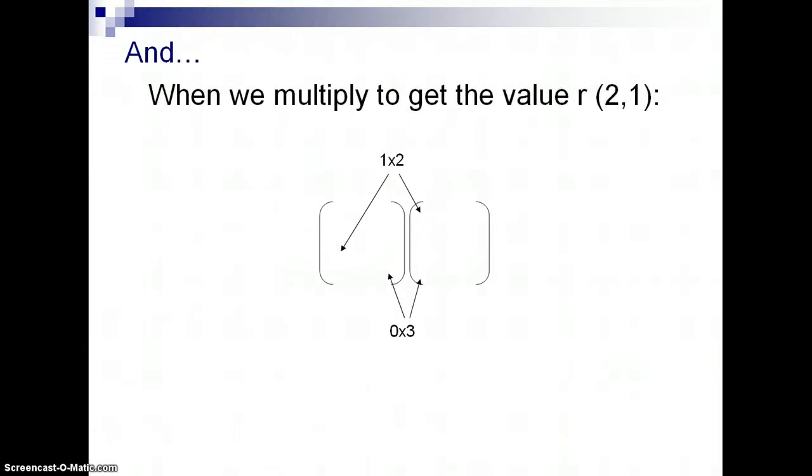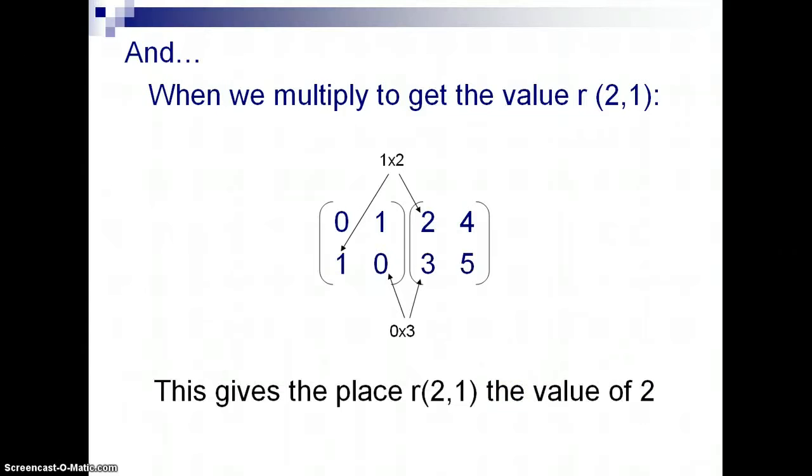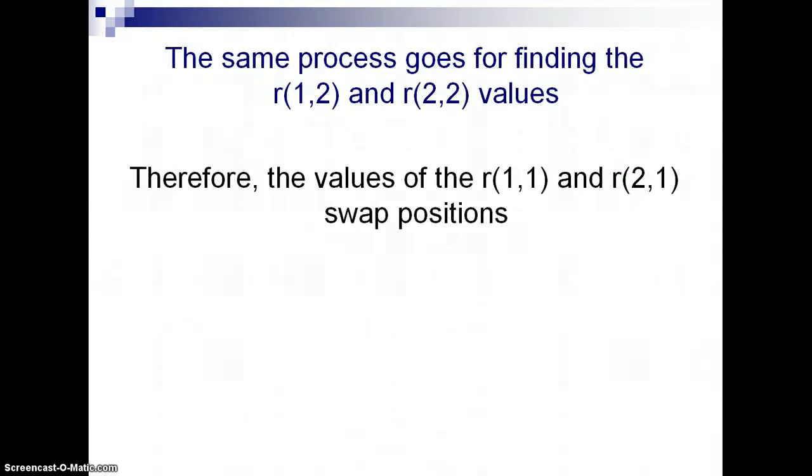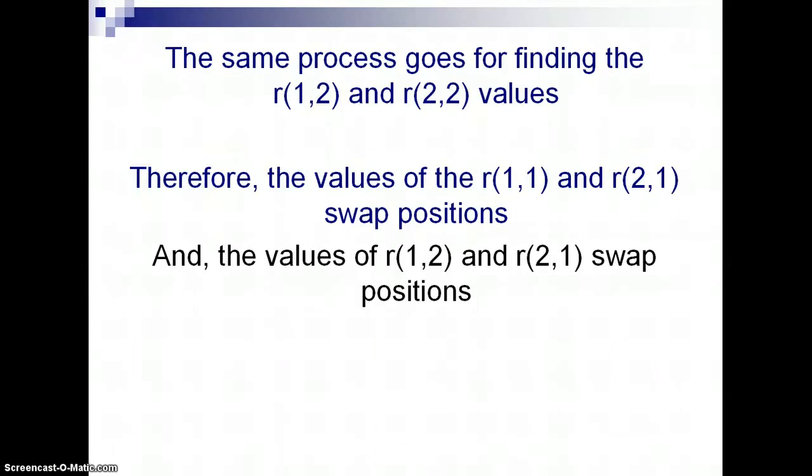And when we multiply to get the R21 value, we multiply a 2 by a 1, which gives us 2, and then add a 3 by 0, which gives us 0. So the value for this position is 2. As you can see in these examples, the values have seemed to swap positions. We use the same process for finding the R21 and R22 values. Therefore, the column 1 values appear to swap, and the column 2 values appear to swap.